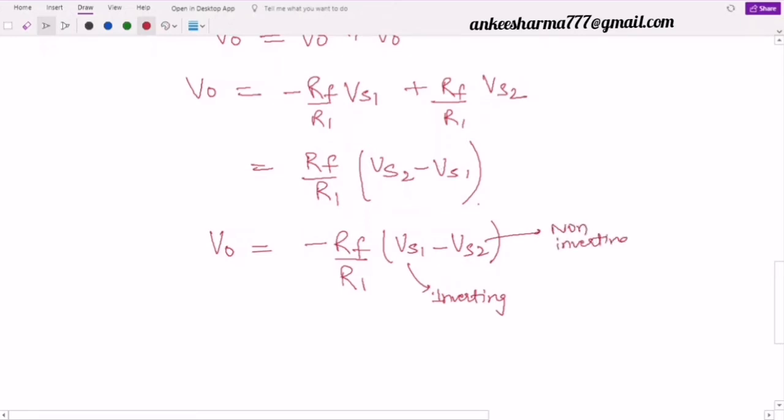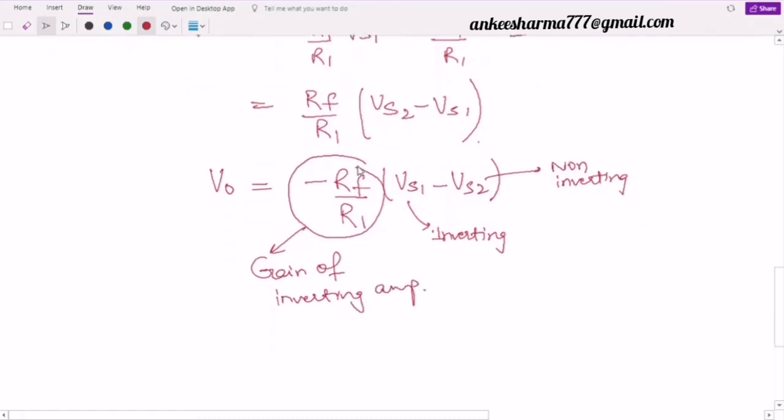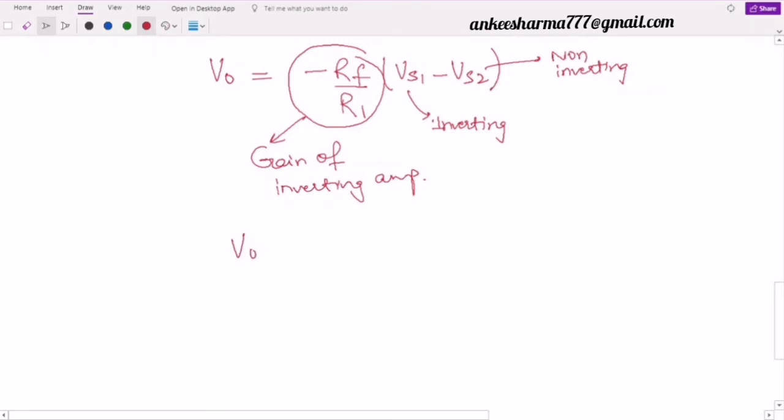Now the difference of these two input voltages has been taken and it is multiplied with the gain of the inverting amplifier. I can also write here that my V0 is equal to minus Rf by R1 of Vs, where Vs is equal to Vs1 minus Vs2.